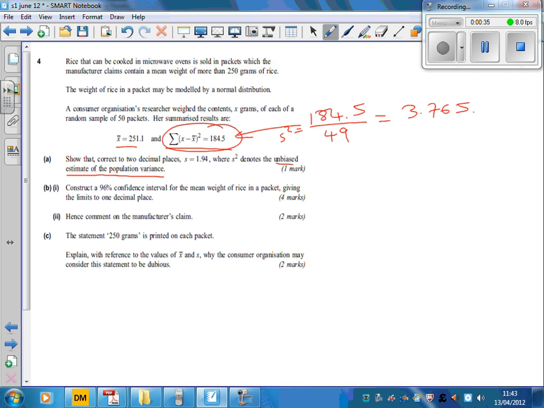And we can check this because we can square root that to find out our standard deviation, and our standard deviation here is 1.94, just as they asked us to check. So we got 1.94 here.